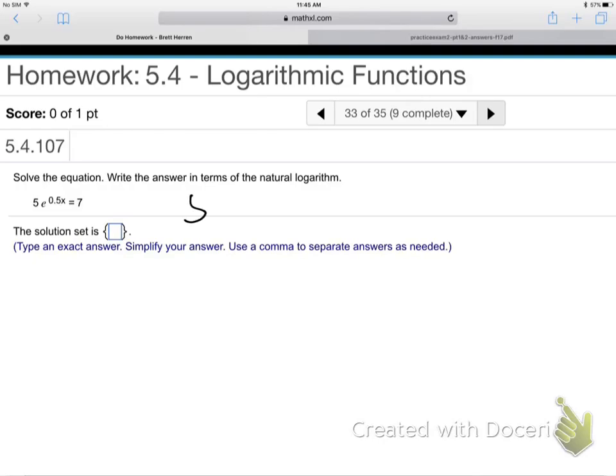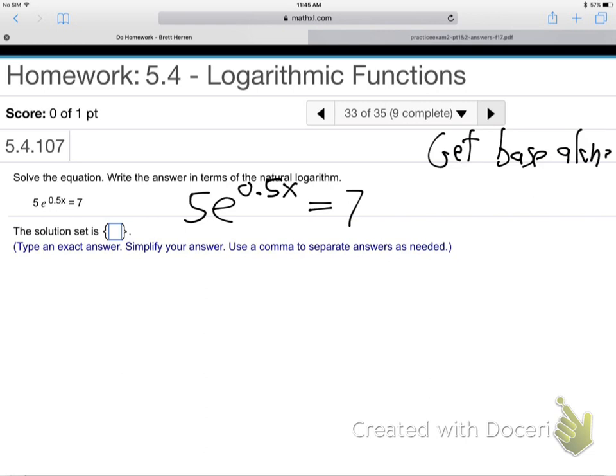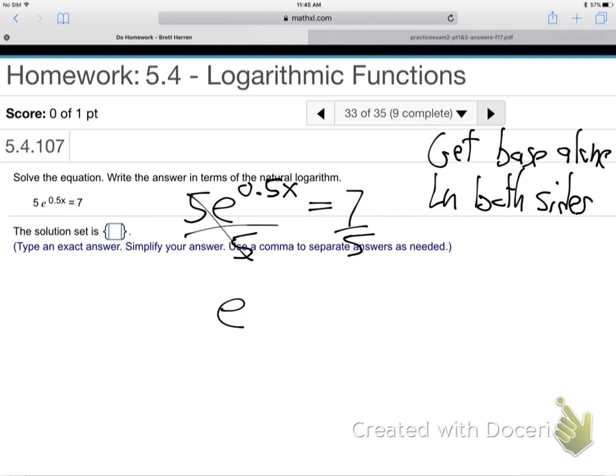Okay, so 5 times e to the 0.5x equals 7. I should add one more step to the puzzle. Get the base alone first. Get the base alone, then ln both sides. Your first step here will be to divide by the 5. You got to get that e thing alone. You always got to get the base alone before you do the ln thing. I want you to catch that lesson. So divide by the 5 on both sides.